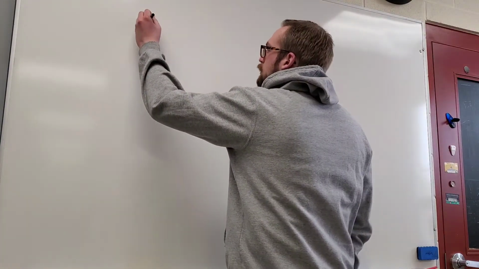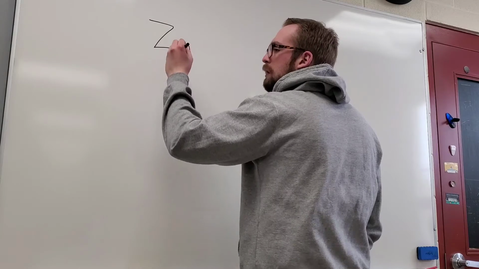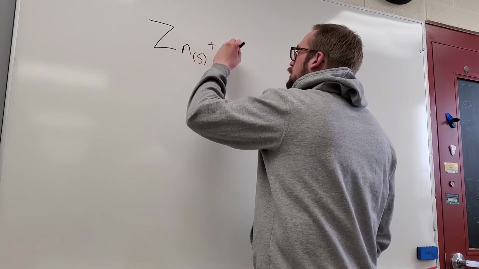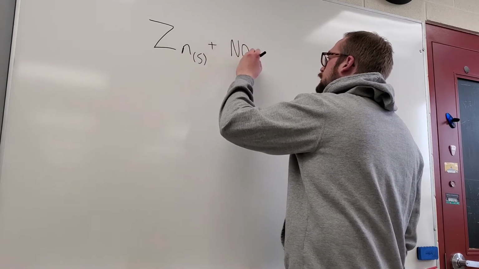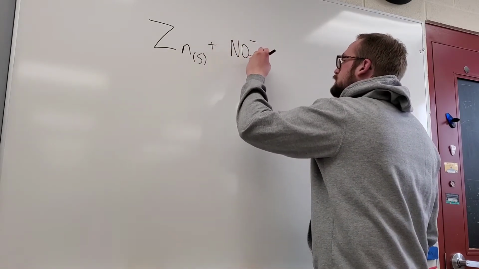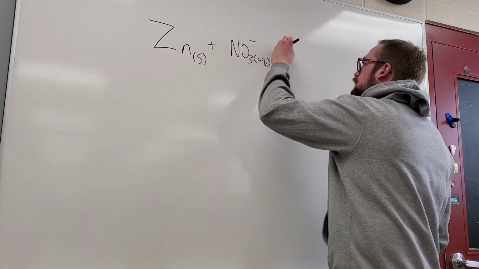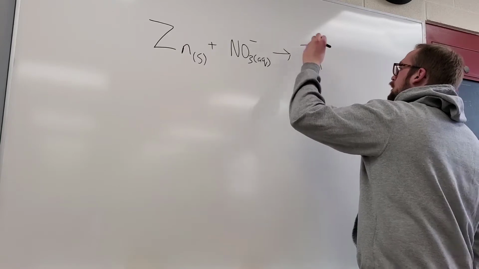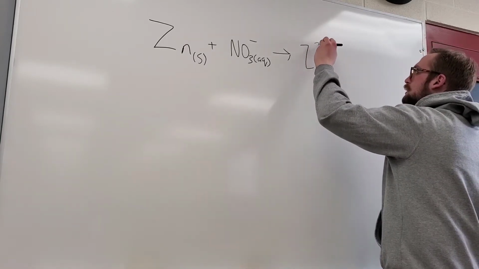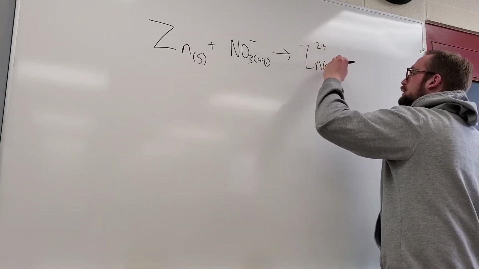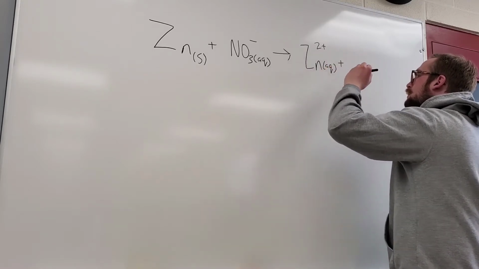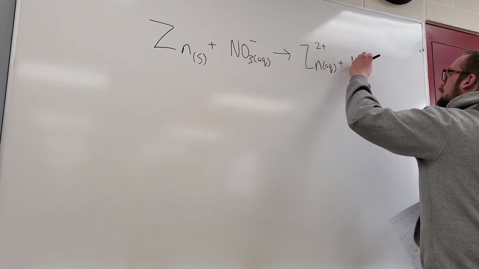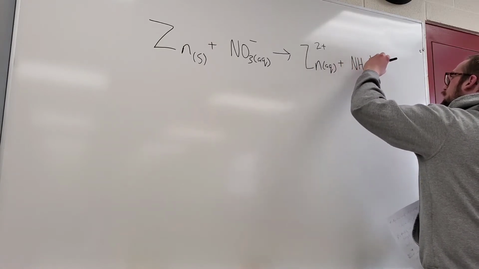And the first example we're going to go over is zinc, which is a solid, plus NO3 minus, which is aqueous, which produces zinc 2 plus ions, which are aqueous, plus NH4 plus, which is aqueous.